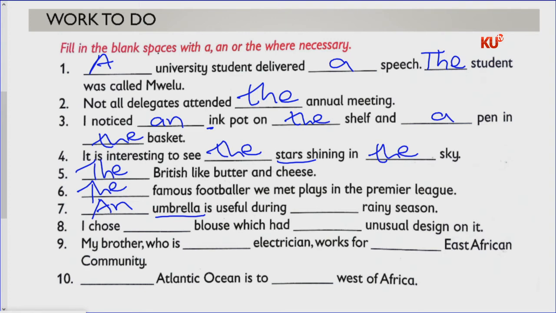An umbrella is useful during the rainy season. I chose dash blouse which had dash unusual design on it. I chose a blouse which had an unusual design on it.